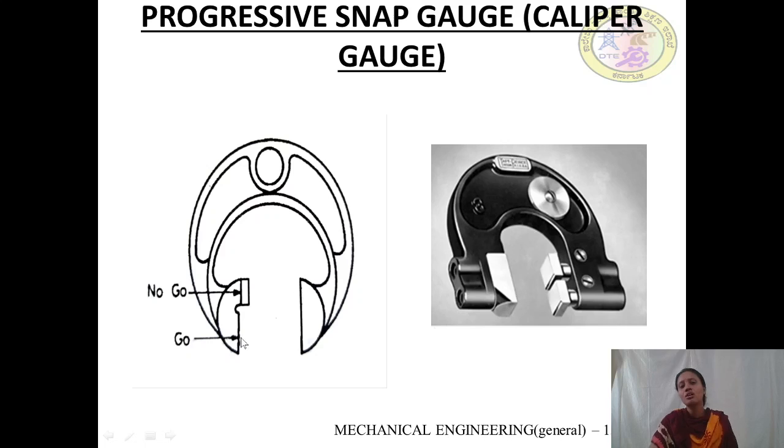So the go gap is equal to the upper limit size of the shaft and the no go gap is equal to the lower limit size of the shaft. See, for both the progressive snap gauge and this one, the double-ended snap gauge, the go will be equal to the upper limit size of the shaft and no go will be equal to the lower limit size of the shaft.